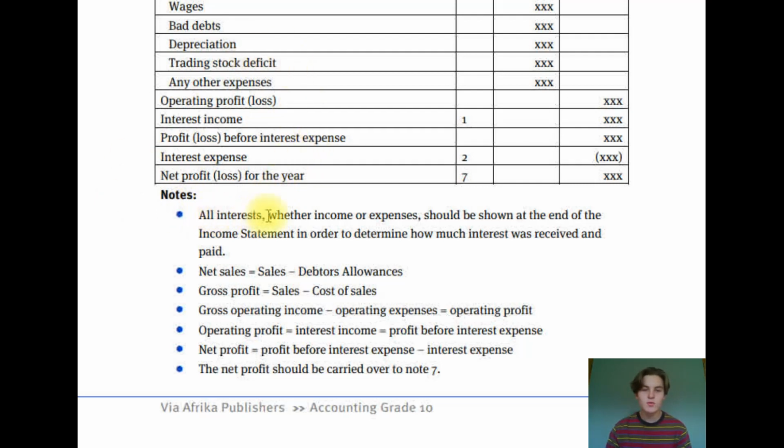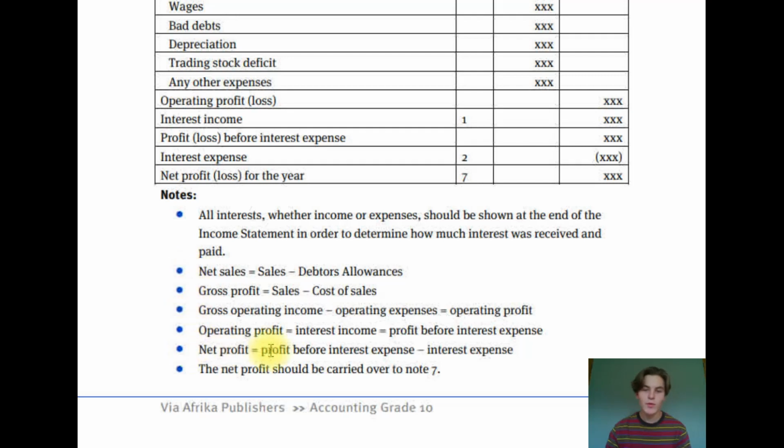Here's just a quick recap of the income statement. So all interest, whether income or expenses, should be shown at the end of the income statement in order to determine how much interest was received and paid. Basically, financial statements just want clarity, so they want you to show income and expenses relating to interest separately to normal or general income or expenses, so that we can have a better idea of how much interest was paid or how much interest was received.